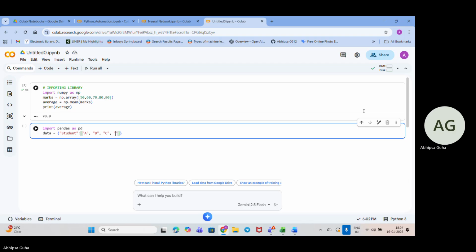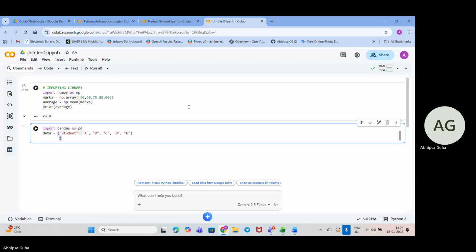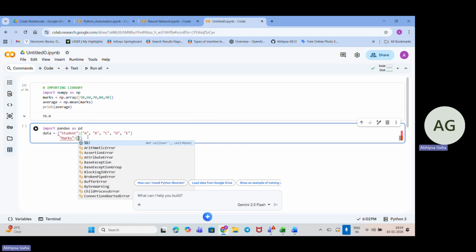C, D, E, like this we have added. Now after that we will be adding marks. Here I'll be adding marks, one sec. Okay, so marks-wise I'll be adding, suppose, 50, 60, 70, 80, 90.